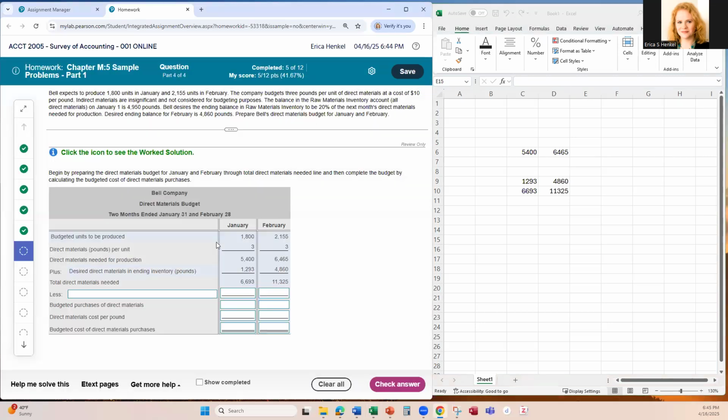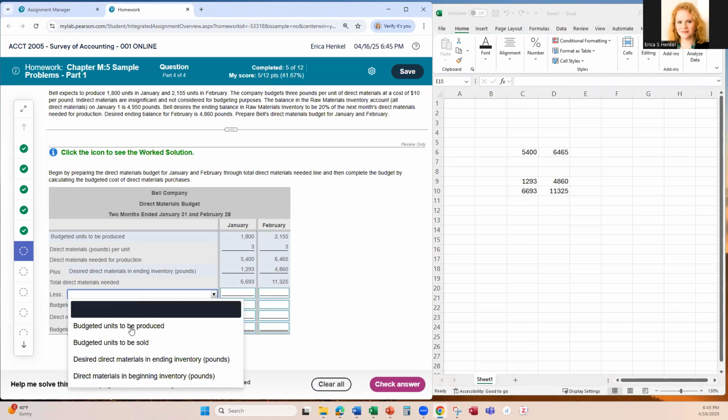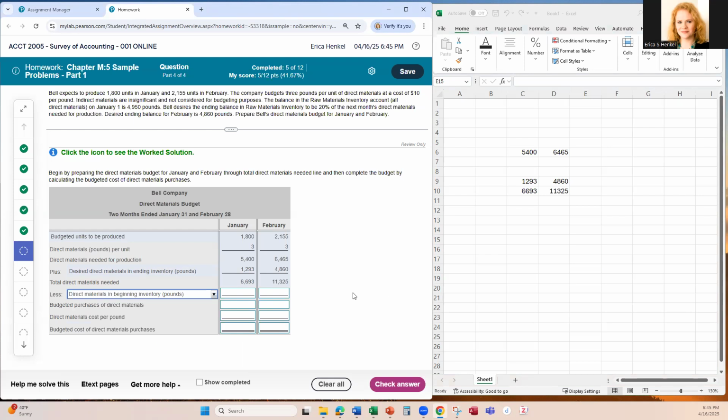So the next part of this budget is going to be that we need to subtract what we already have. All right. So direct materials that we already have. Let's see here. So balance in raw materials is 4,950. Now, the balance in materials here is going to be the previous month's desired ending inventory, which we calculated here.